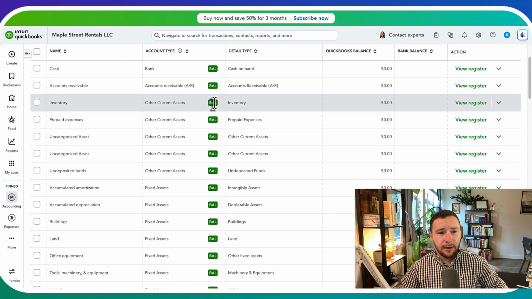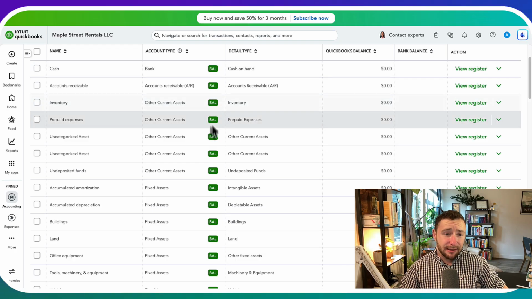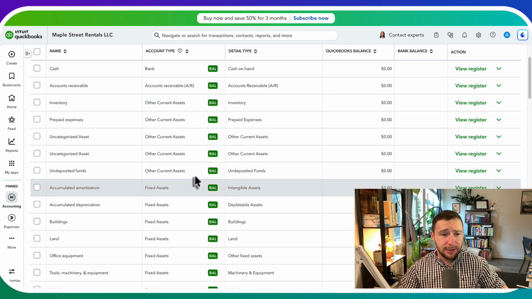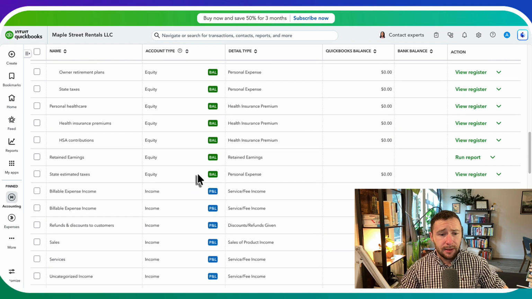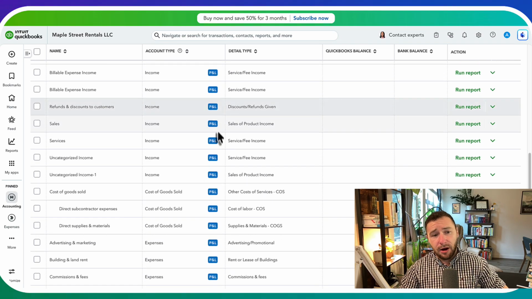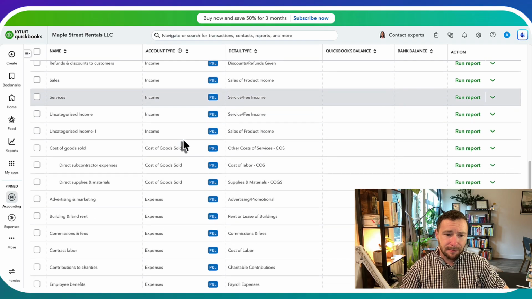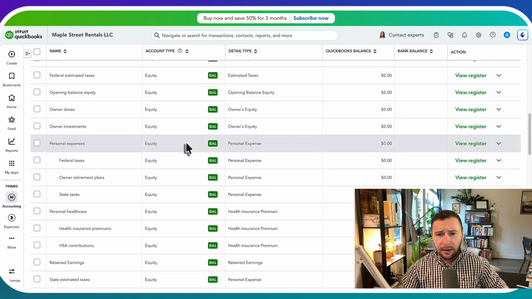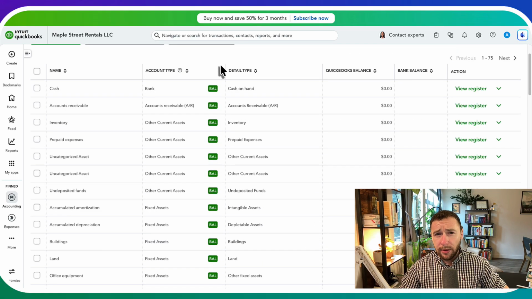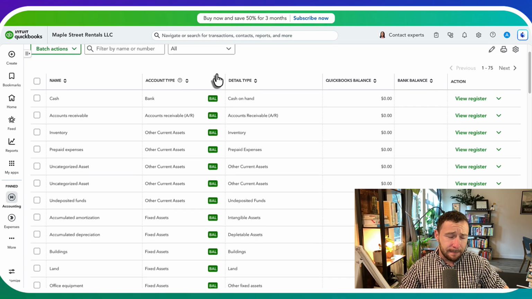It's not a button, it's just a green label. It says BAL, that stands for balance sheet. It just means these accounts are going to be found on your balance sheet. And if you go down, you'll see one for profit and loss. These accounts are only going to show up on your profit and loss statement. And we'll go over what those reports are later on.